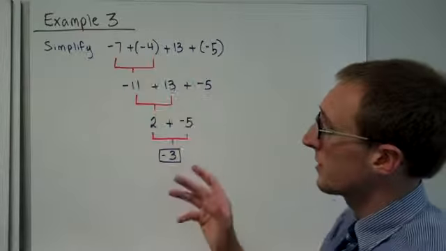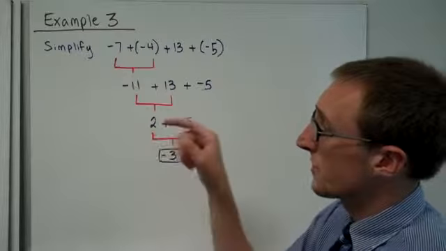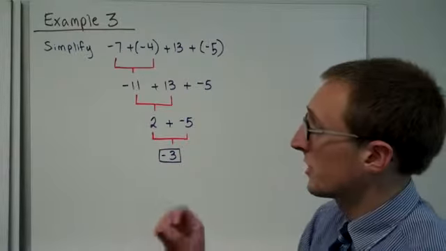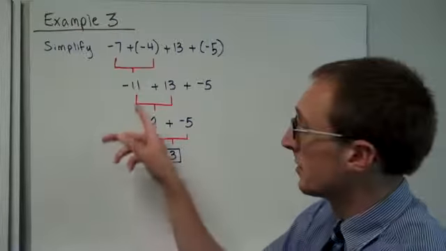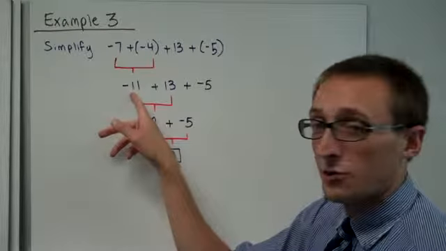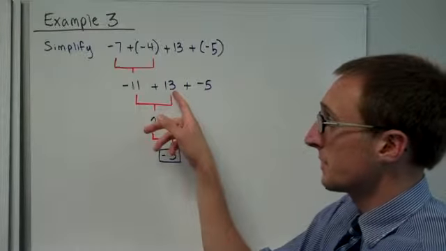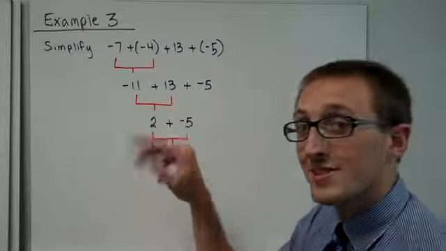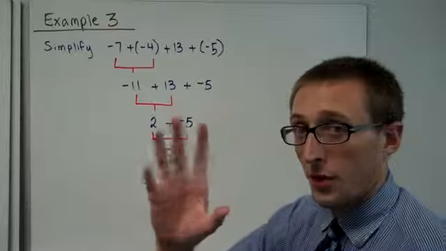So negative 7 plus negative 4. Those two integers have the same sign. So I just add them together and keep the sign. So negative 11. Now we're doing negative 11 plus 13. These two integers have different signs. So think for a moment.